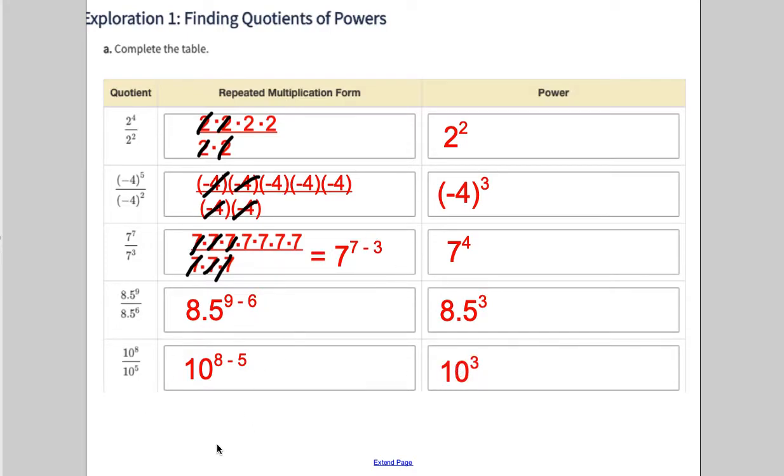So as you can see, this proves the quotient of powers property. It proves that if you just subtract your exponents, you can simplify those expressions, and they do need to have the same base though in order to do that. So in order to use this property, you need to have the same base to subtract your exponents.